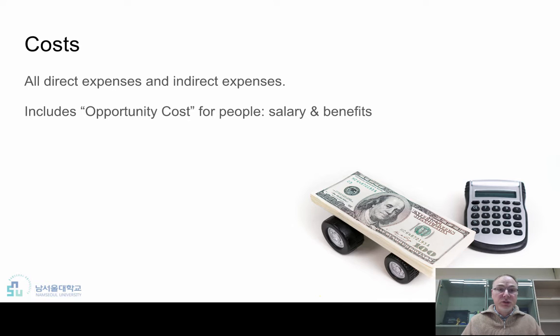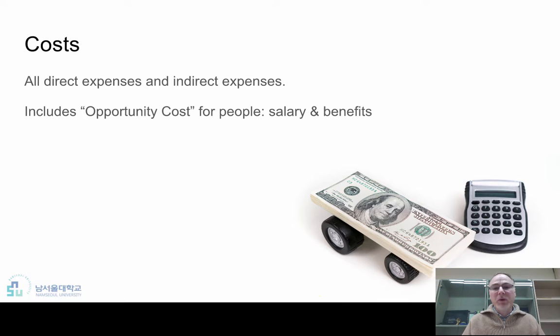So as you're evaluating an option, you have to document all of the known costs. These are all of the direct expenses and all of the indirect expenses, like we talked about in the last video looking at Pat's lemonade stand. But it also has to include the opportunity costs for people. That is to say, if you're using a person in the solution or in a project, you have to document their salary and the benefits costs for their time.